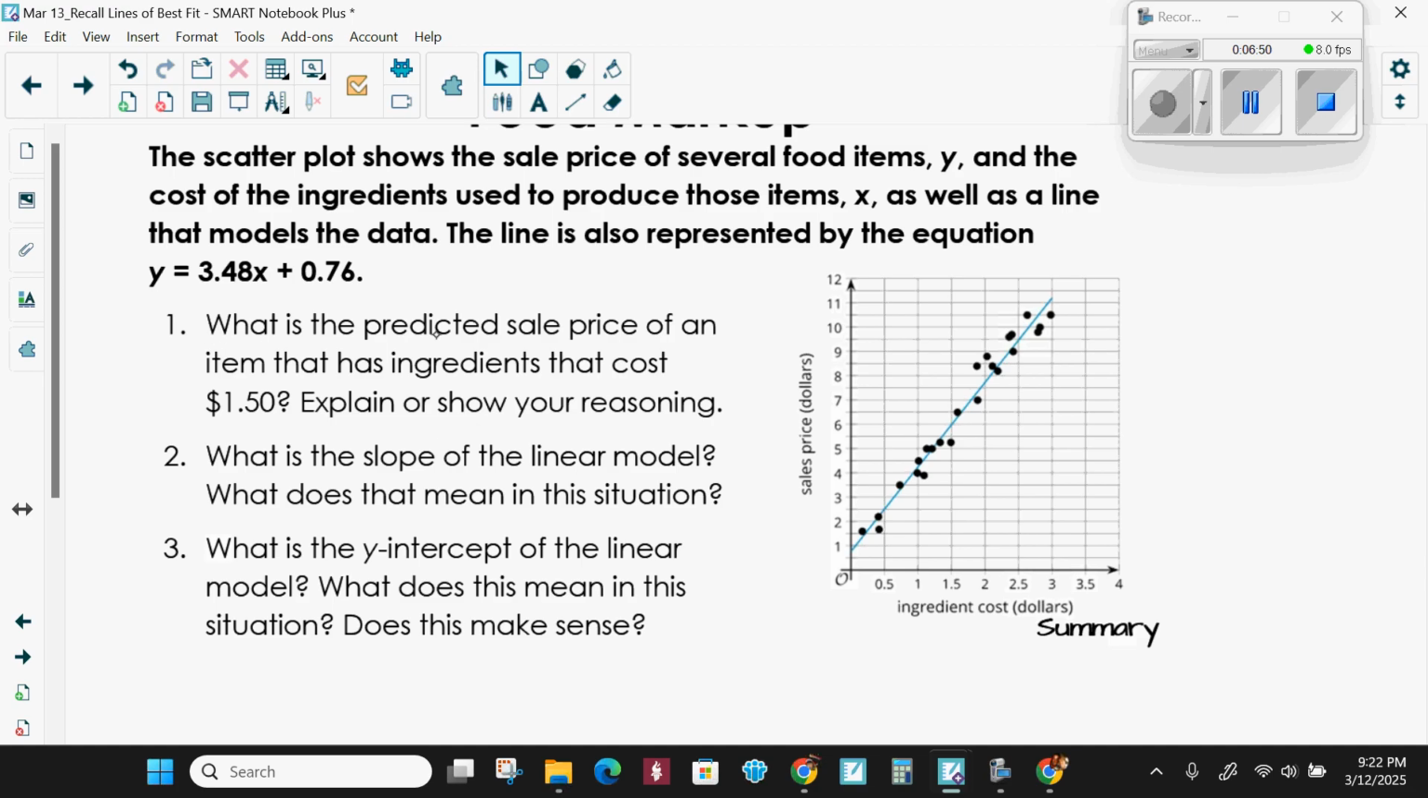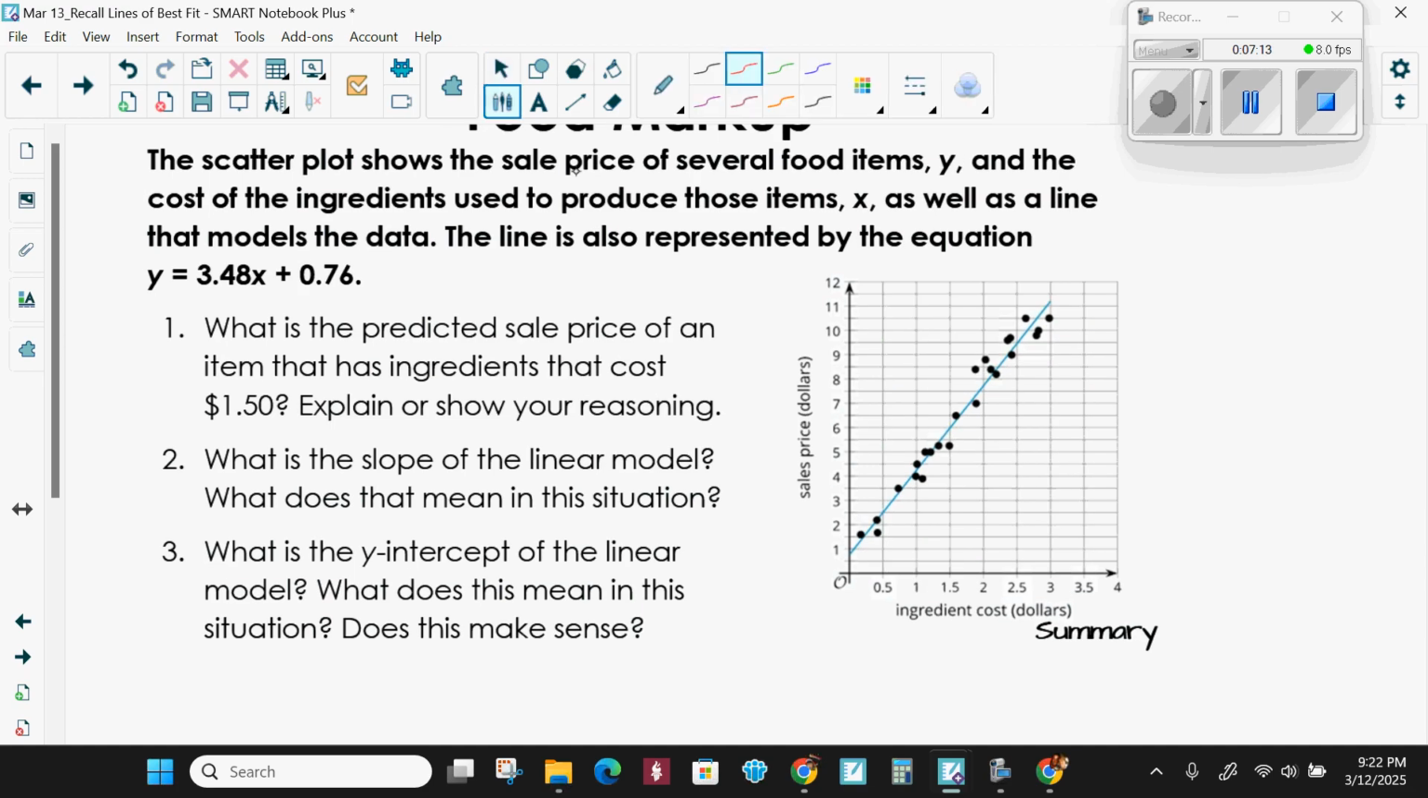What is the predicted sale price of an item that has ingredients that cost $1.50? If you look here, at $1.50 you have a point, but it's not on the line. We can see it's around $6. So let's put that in. $1.50 is the x value. So we're going to put in 3.48 times 1.5 plus 0.76. That's what we want to type into our calculator.